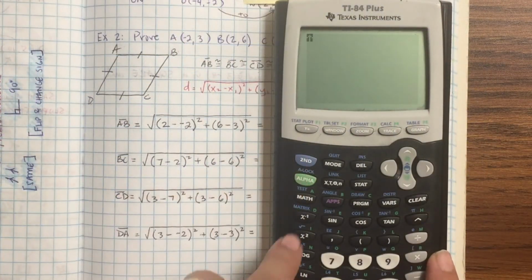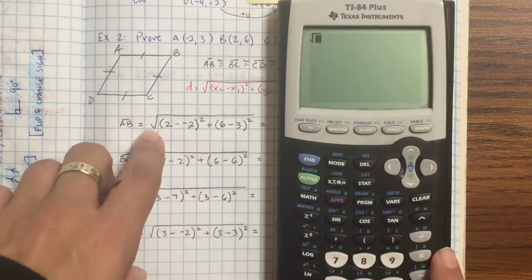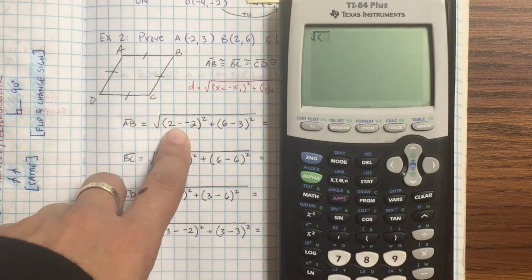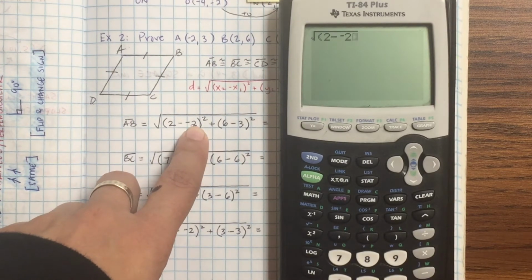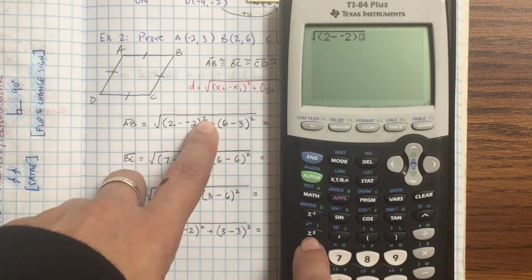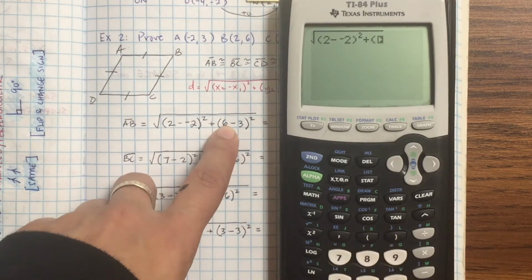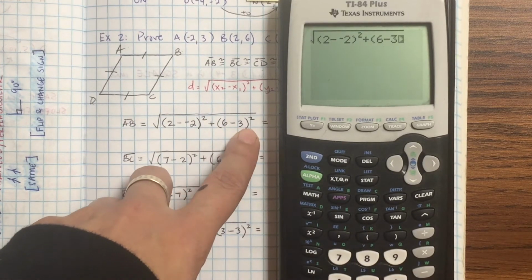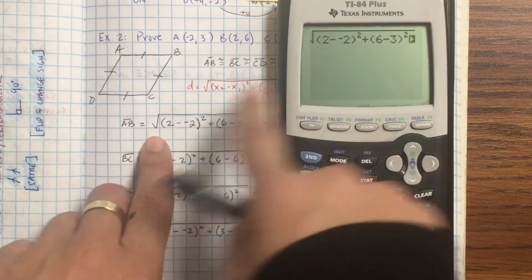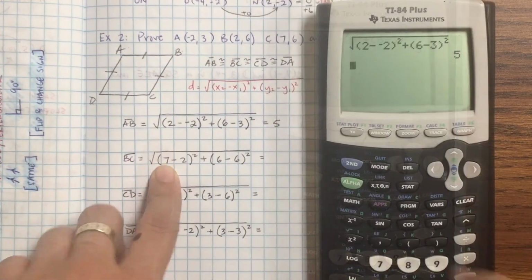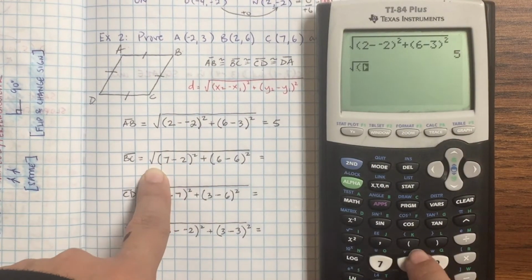Now we're just going to type it in the calculator, just like you see it. So square root, open parentheses, 2 minus negative 2, close parentheses, squared, plus, open parentheses, 6 minus 3, close parentheses, squared. And make sure it matches exactly, equals 5. And you're going to do the same thing for each one.